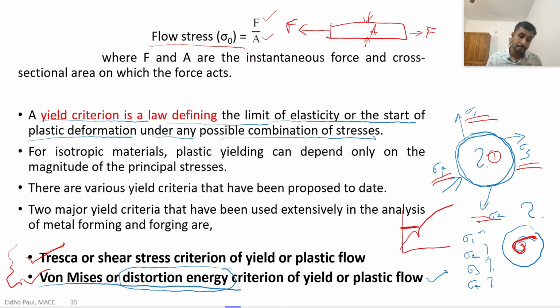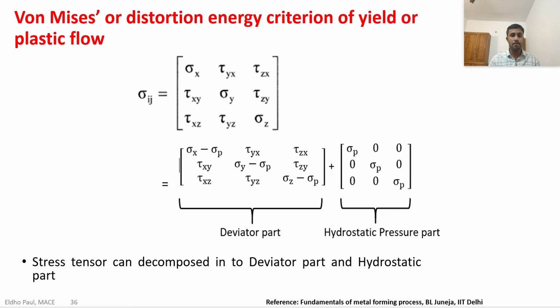But in this case, the object is subjected to a complex state of stress. In that condition, we have to use either the Von Mises yield criteria or Tresca's yield criteria to calculate the amount of stress required for plastic deformation. Okay. So first we are going to study the Von Mises, or distortion energy, yield criteria.